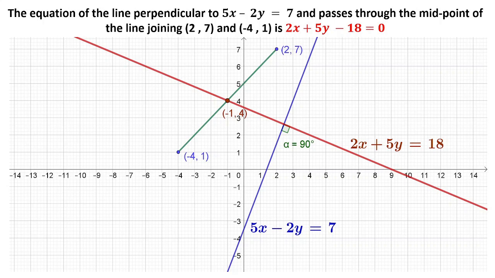And the given line is, I am showing it in blue color. That is 5x minus 2y is equal to 7. And the required line is perpendicular to the given line and passing through the midpoint of the line segment joining the given points.